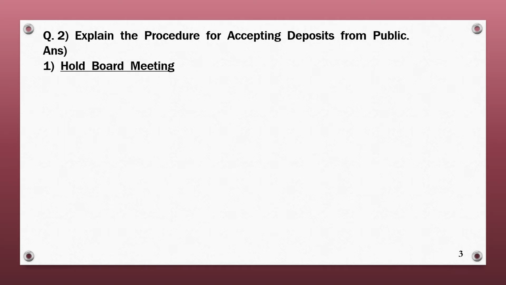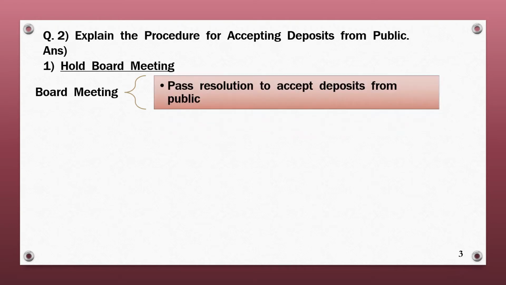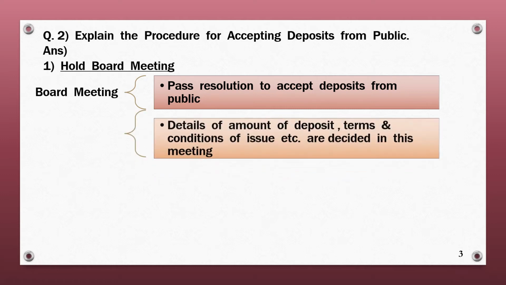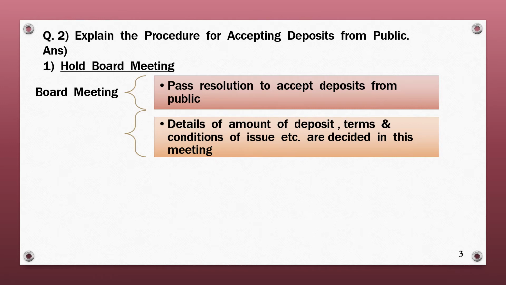Firstly, the company needs to conduct a board meeting so that it can pass a resolution to accept deposits from public. The board meeting is also held to take decisions on matters like details of amount to be accepted, terms and conditions related to issue of deposits, etc.